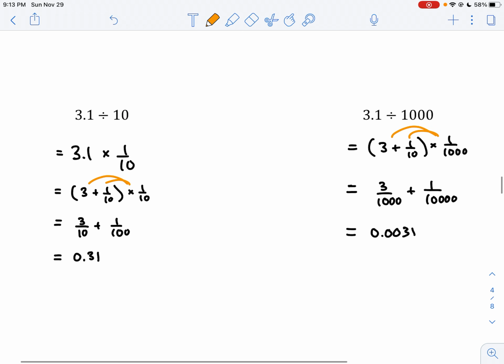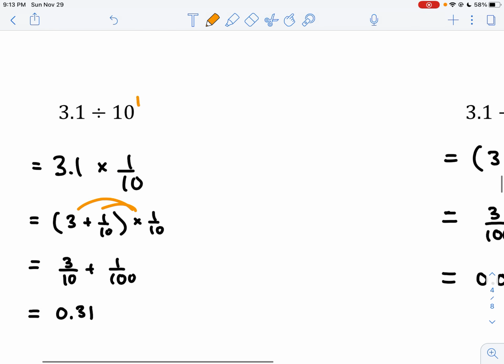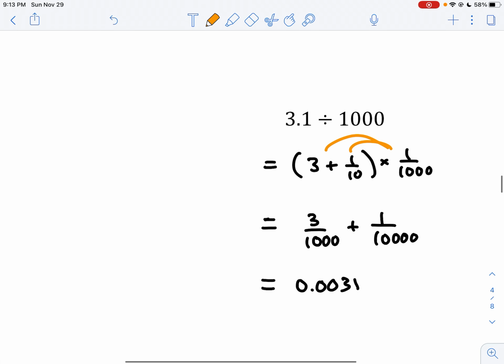Okay, so now let's look at the shortcuts for when you're dividing by powers of 10. When you divide by 10 to the first, you just take that decimal and move it left 1. So it becomes 0.31. Here we divided by 1,000, which is the same thing as 10 cubed. That tells me to move the decimal left 3 times. So that puts a 0 here, a 0 here, and then the dot will eventually move there, so we get 0.0031.